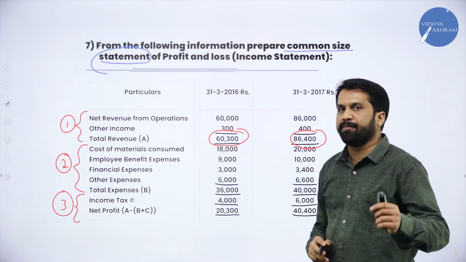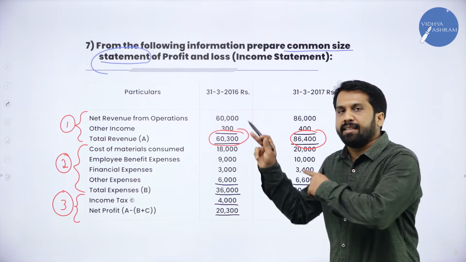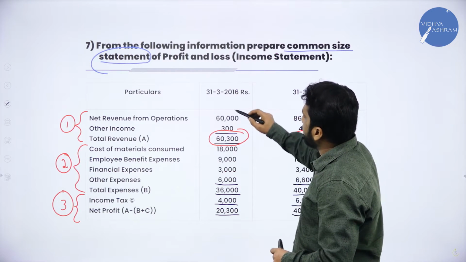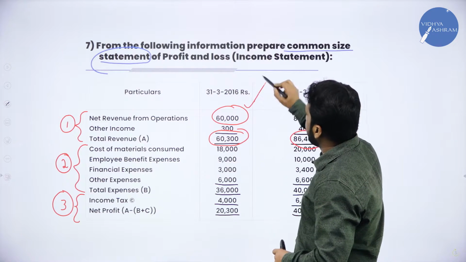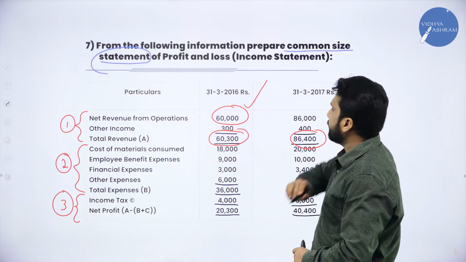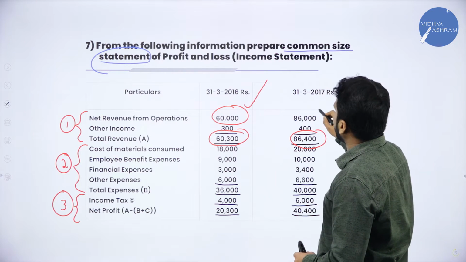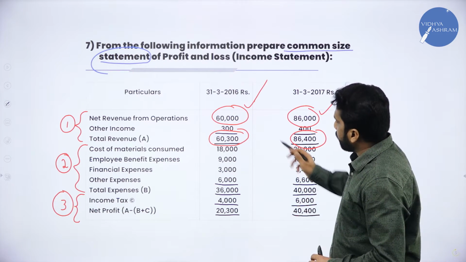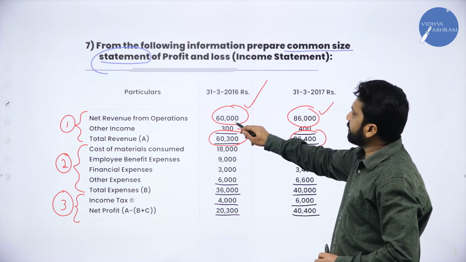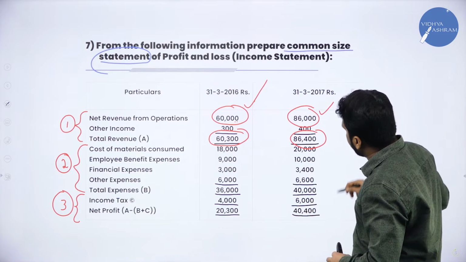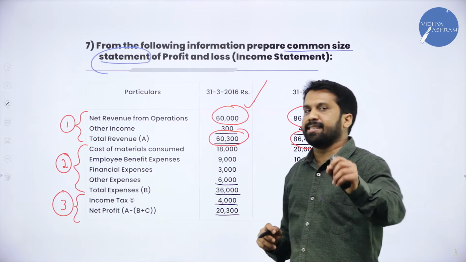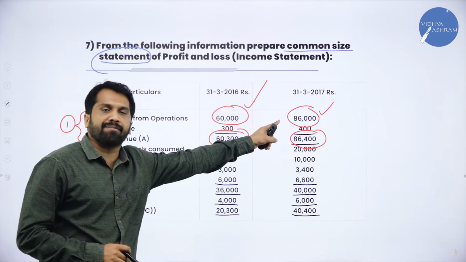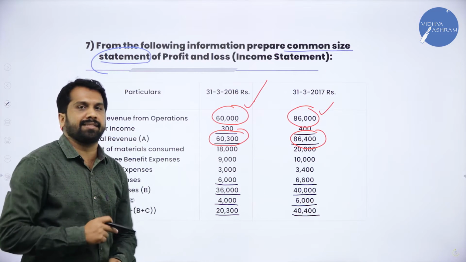See, total revenue from operation plus other income, your total revenue is 60,300 and 86,400. Same thing we have taken. In this problem, which is the denominator? The denominator is 60,000 for 2016, and the denominator for 2017 is 86,000. Remember, for all the calculation of 2017, 86,000 is the denominator. For calculation purpose, we should consider this and we should consider this. We'll go to your answer.